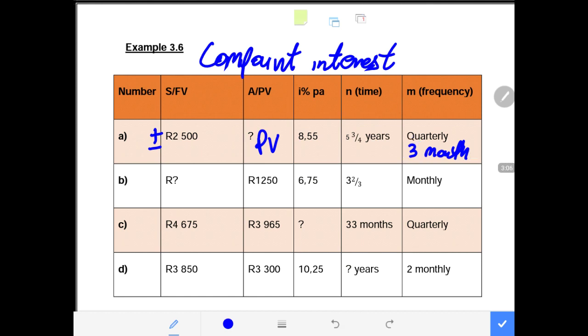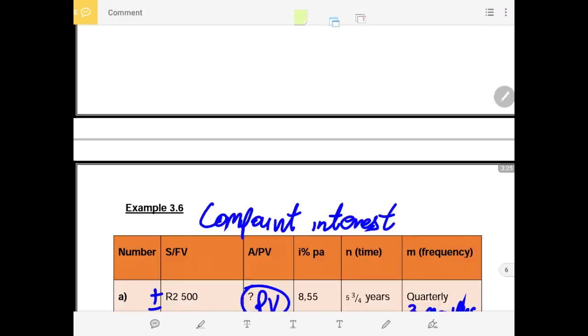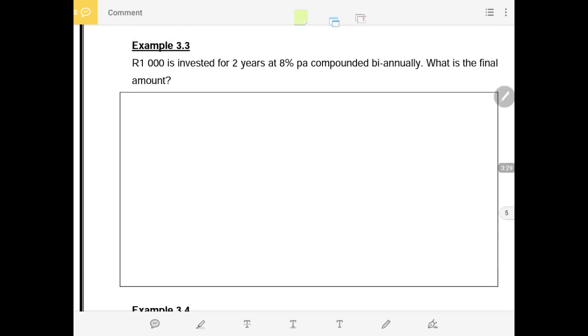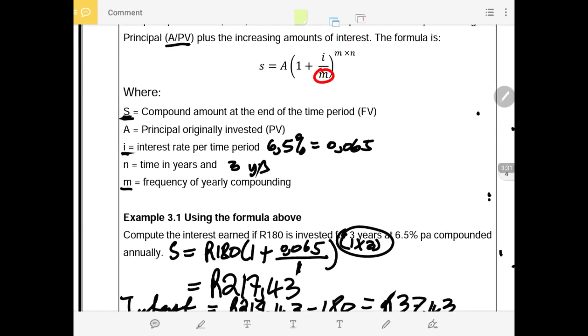Now, we have quarterly compounds, which is 3 months, and what are we looking for? We are looking for the present value, and all other factors are given to us. Remember, I did mention to you that in the formula that we spoke about previously, let me just go back to the formula just to recap a little bit, in case maybe you don't remember, but I will not do this again.